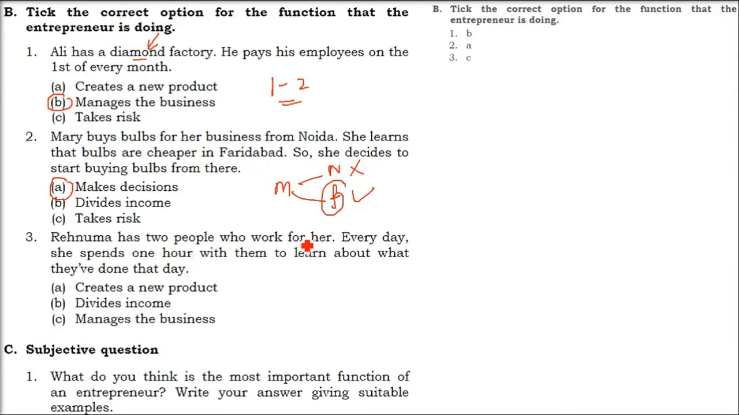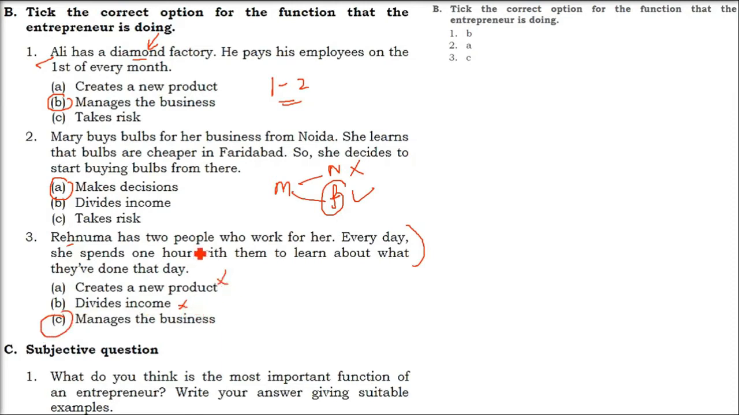Renuma has two people who work for her. Every day she spends 1 hour with them to learn about what they have done that day. So now she sits, she thinks what is good, what is bad, or how can she help. So this is kind of management she is doing in the business. Okay. So Renuma is basically managing the business in a better way, in a good way.